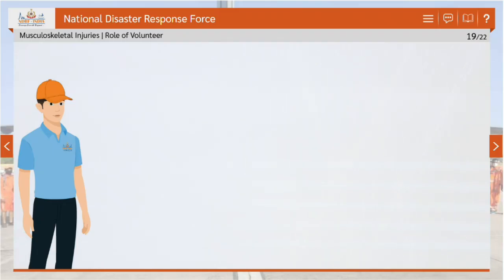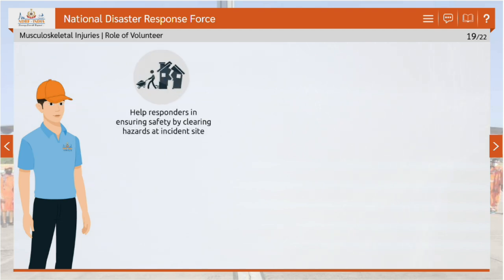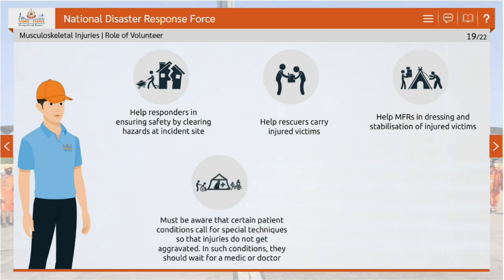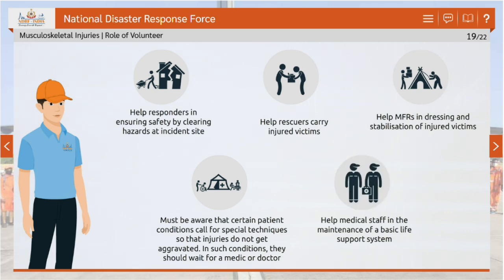Volunteers can help in many ways. Volunteers can help responders in ensuring the safety of the victims by clearing hazards present at the incident site. Volunteers can help rescuers in carrying injured victims manually or using a stretcher. They can also help MFRs in dressing and stabilization of injured victims. Volunteers must be aware that certain patient conditions call for special techniques so that injuries do not get aggravated. In such conditions, they should wait for a medic or doctor. Volunteers may help medical staff in the maintenance of a basic life support system.